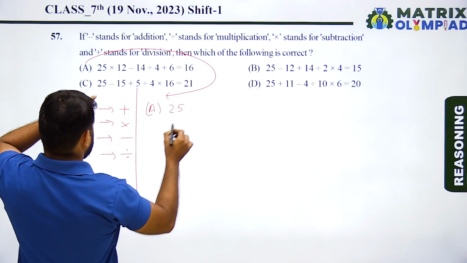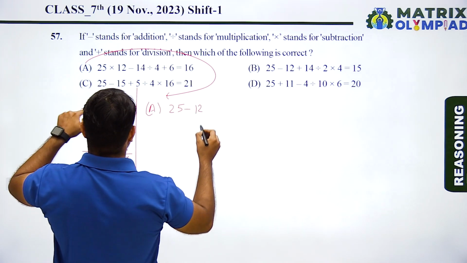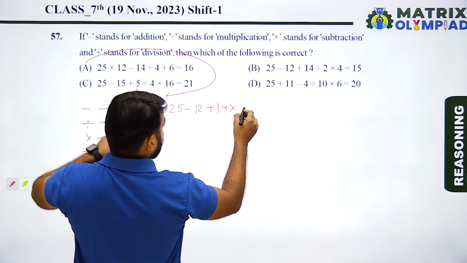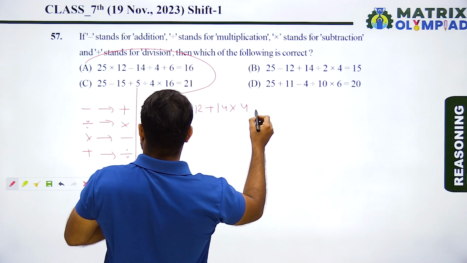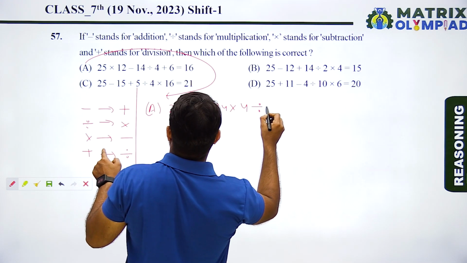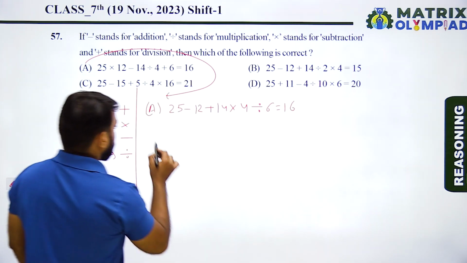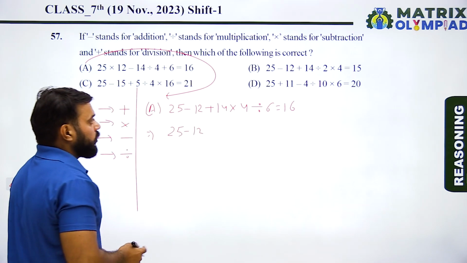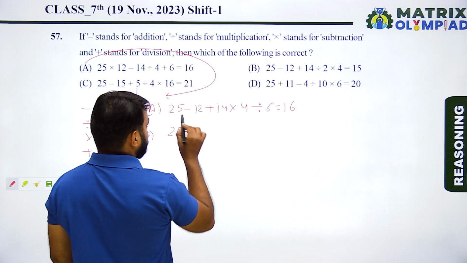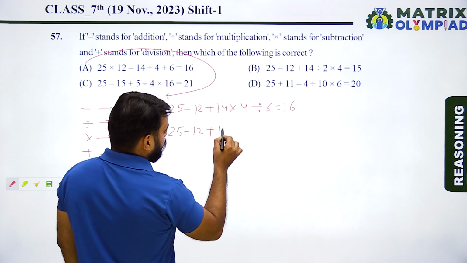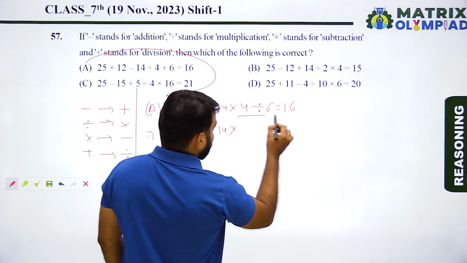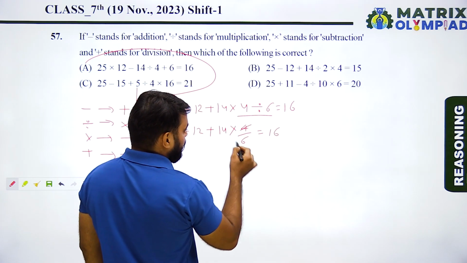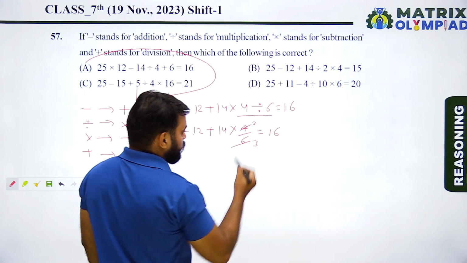So multiply means minus 12, minus means plus 14, divide means multiply 4, plus means divide 6 is equals to 16. So here 25 minus 12, using Bodmas rule in this equation, so 25 minus 12 plus 14 multiply by. Now divide the numbers. 4 divided by 6 is equals to 16. 4 divided by 6, it means 2 by 3.